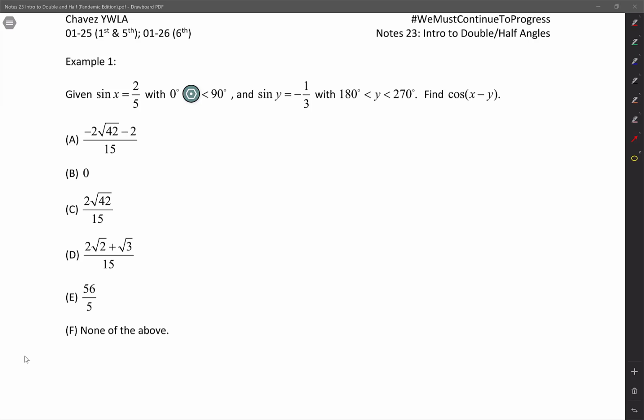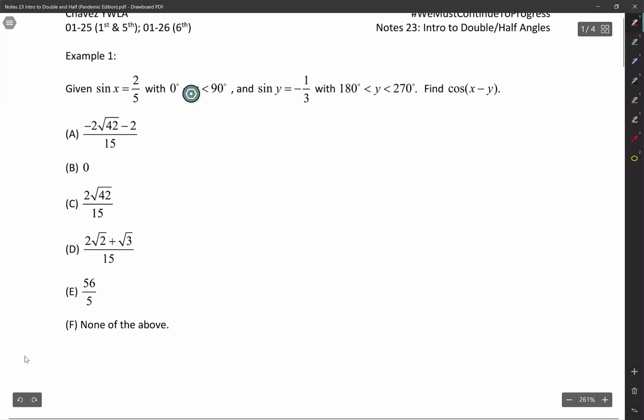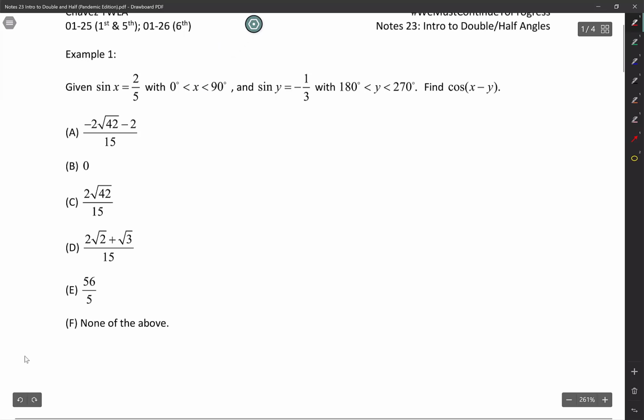All right, let's get started. So this is a quick review, guys. I do have some side notes to tell you because you guys were making a lot of mistakes. So let's start with this one here. This one wants to know what is cosine of x minus y.